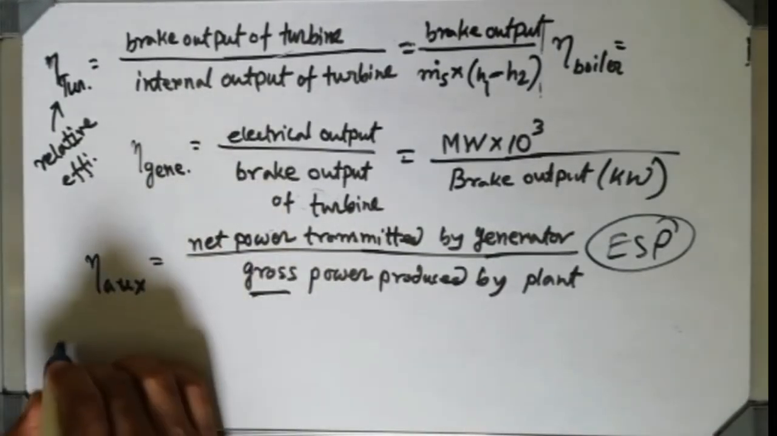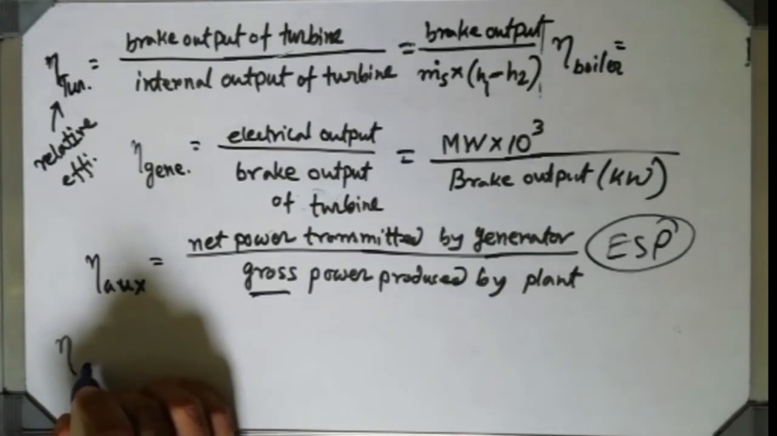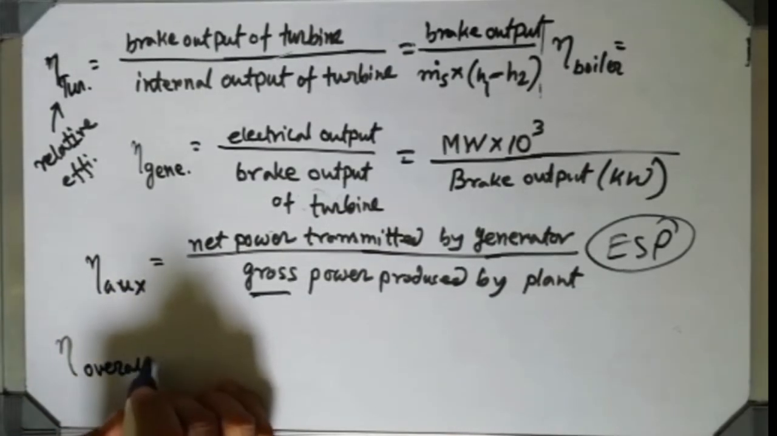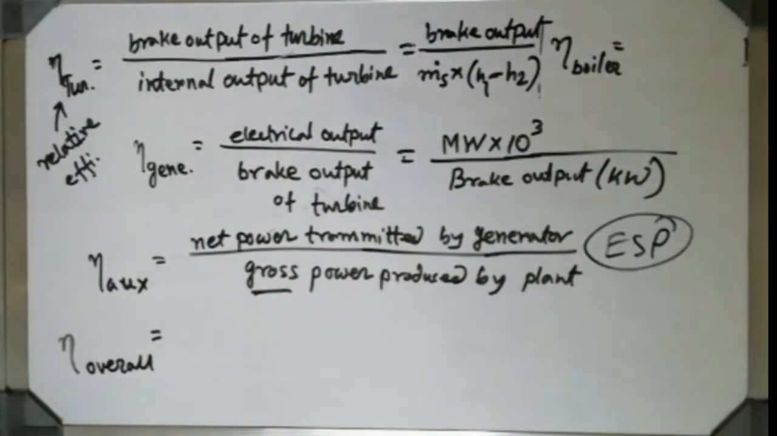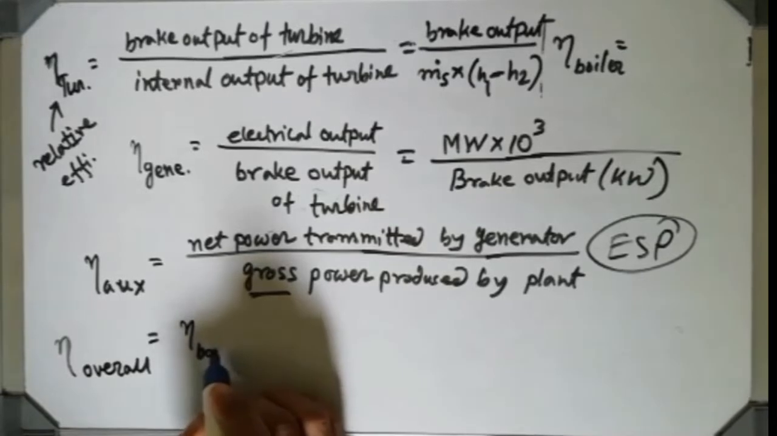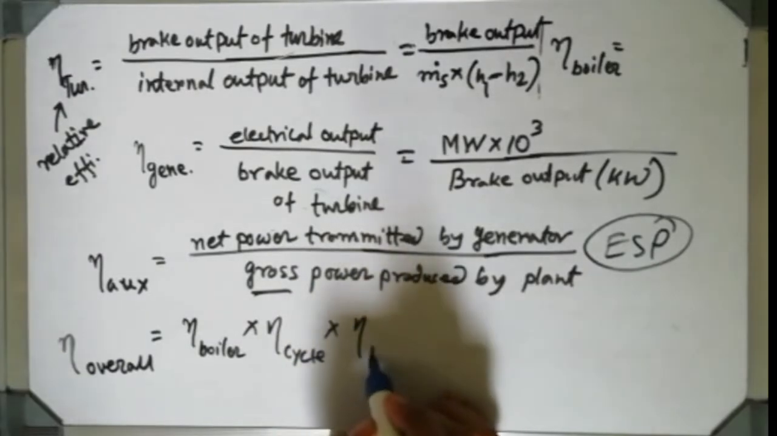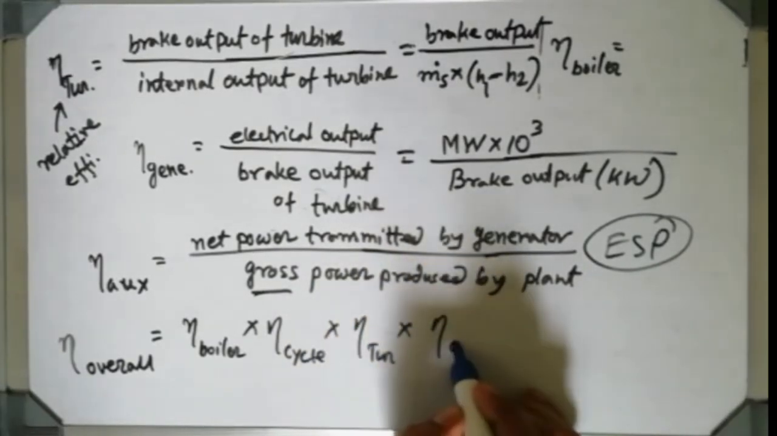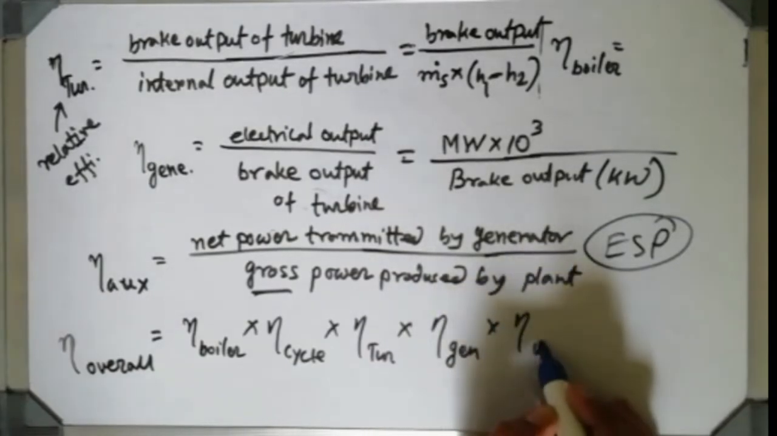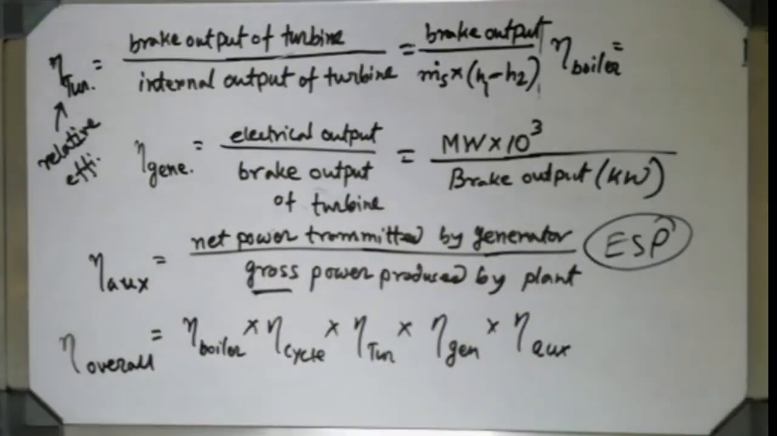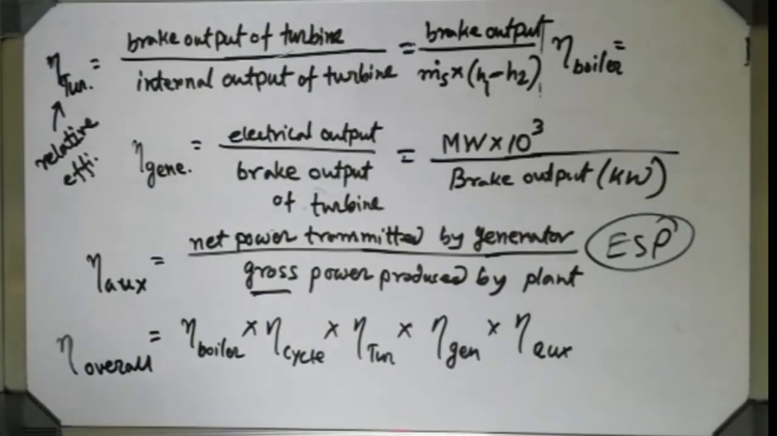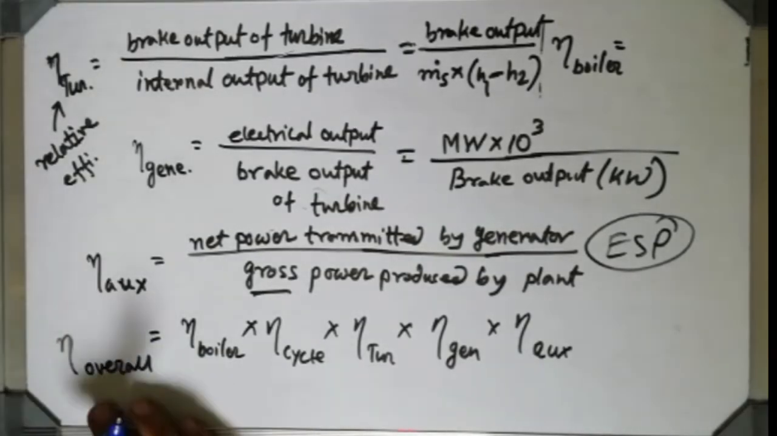Understood? After getting all these efficiencies, if you try to find out what the overall efficiency eta overall is, then you have to multiply eta boiler, multiplied by eta cycle, multiplied by eta turbine, multiplied by eta generator, and coming to the last one, eta aux. If you multiply all these efficiencies, from there you can find out the overall efficiency.